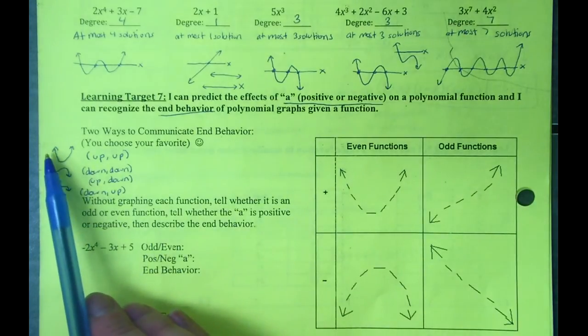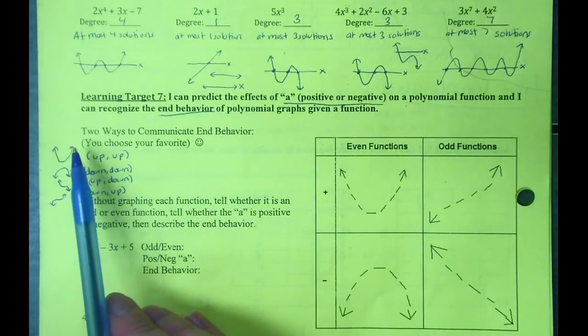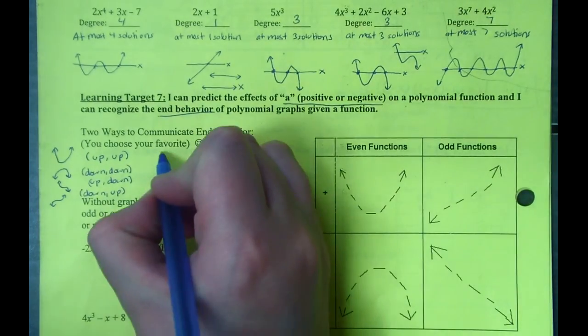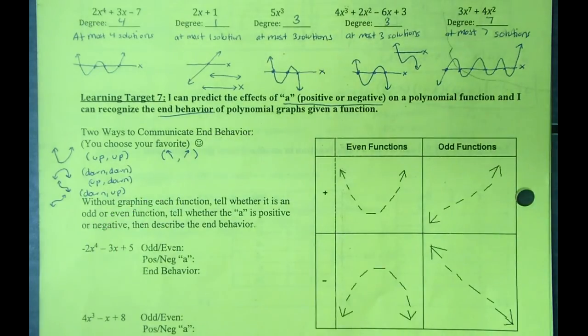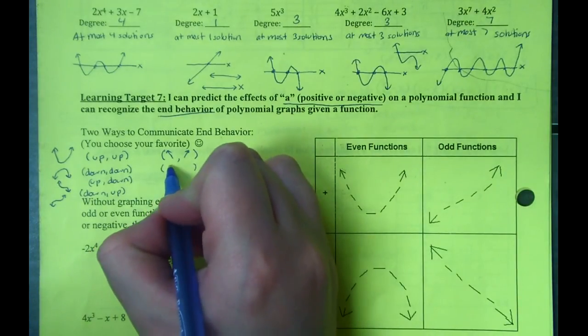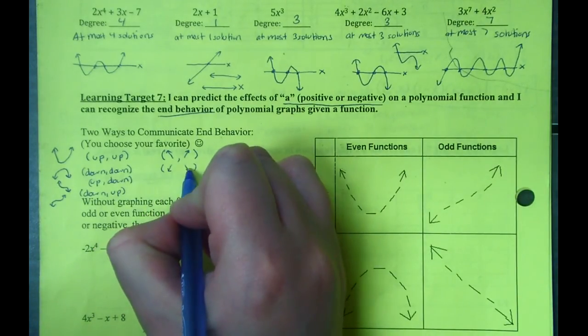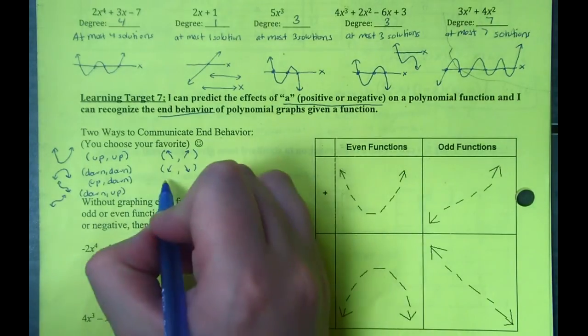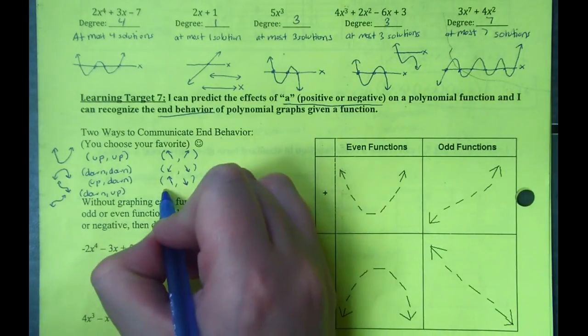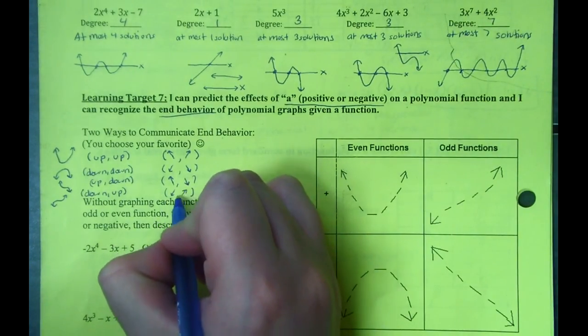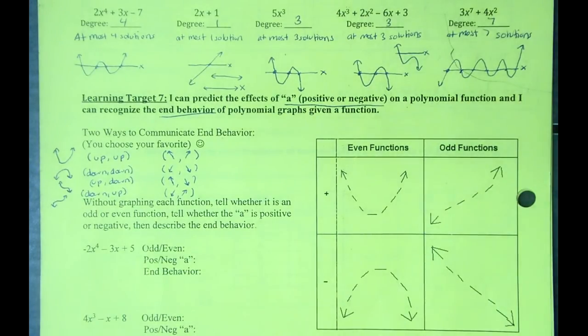What is the function doing at the left end, and what is it doing at the right end? Another way is using arrows. Instead of saying up, up, you can have an arrow pointing up and an arrow pointing up. Or instead of saying down, down, you can have an arrow pointing down and an arrow pointing down. Instead of saying up, down, you have an arrow pointing up and an arrow pointing down. Or down, up. So two ways, both of them are perfectly acceptable ways to communicate end behavior. In Algebra 2, both ways are used, so you can use either way.